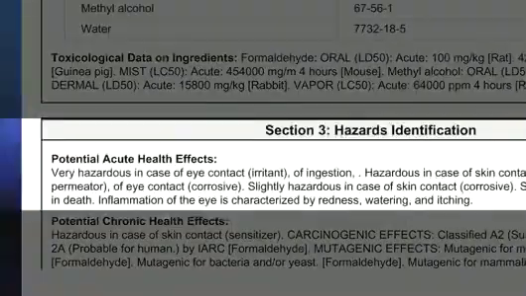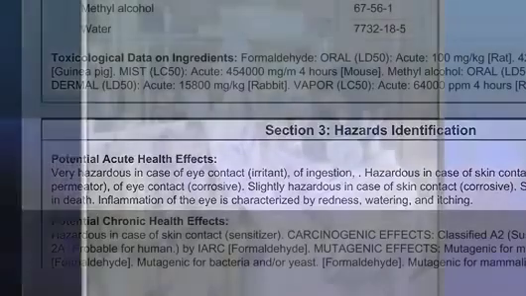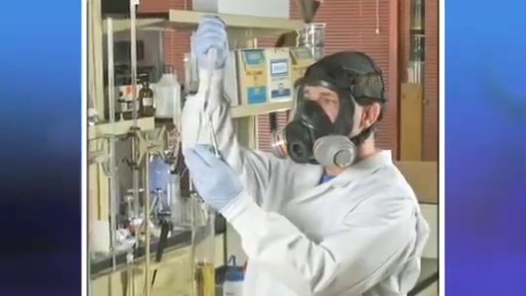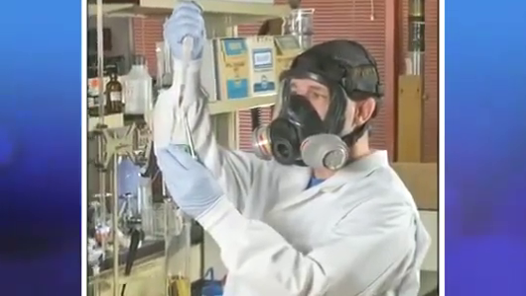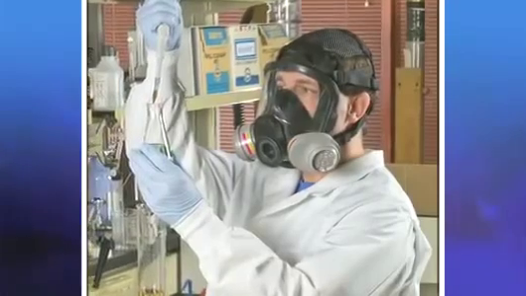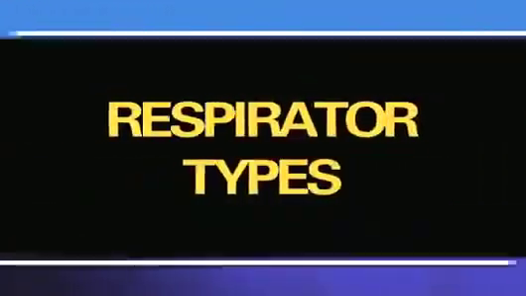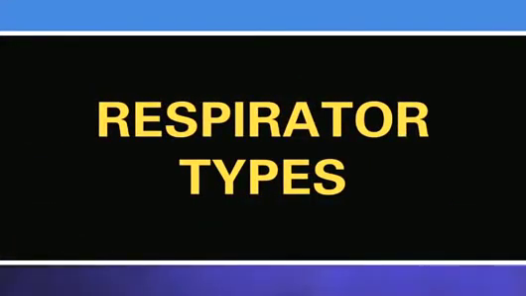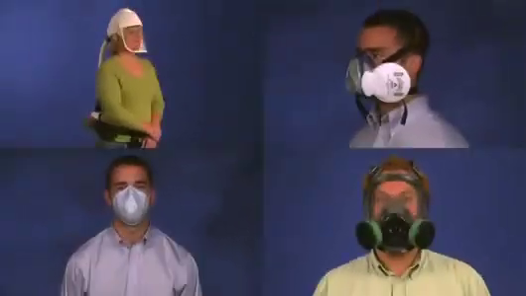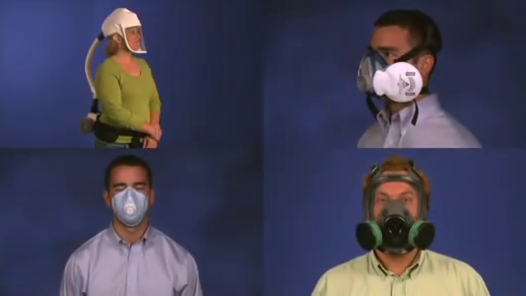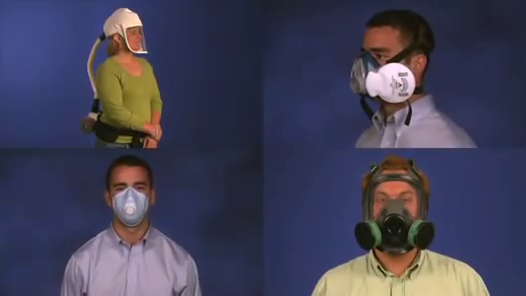For example, does the hazard irritate the eyes? Do you need splash and spray protection as well as eye protection? If so, a full face piece respirator or some type of eye protection will be needed. There are advantages and disadvantages to each type of respirator, so it's important that your employer select the type that's best suited for your work setting and the hazards you face.